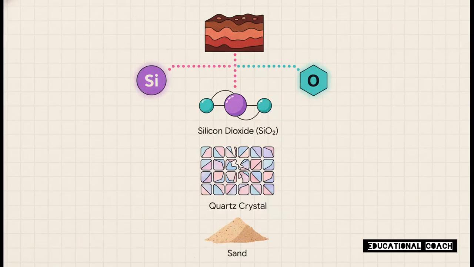So it all kicks off with two of the most abundant elements in the Earth's crust, silicon and oxygen. They get together to form silicon dioxide, which, in its natural crystal form, is what we call quartz. And those tiny, tiny grains of quartz are what make up sand. But just look at sand. It's totally opaque. You can't see through it. So what's the big secret? How do we turn this into a perfectly clear window?